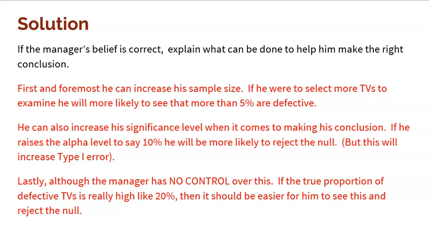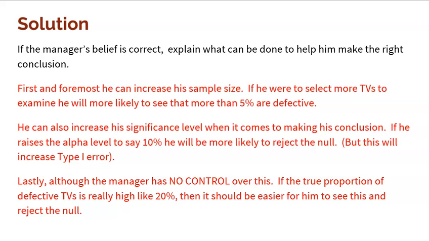Now, he can also increase his significance level when it comes to making his conclusion. If he were to raise his alpha level to say 10%, he would be more likely to reject. But again, this is going to increase type 1 error, so I don't necessarily think that I would go with that option, but it will work.